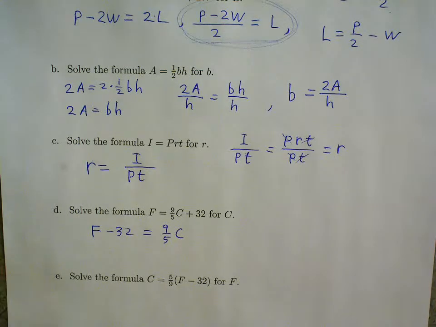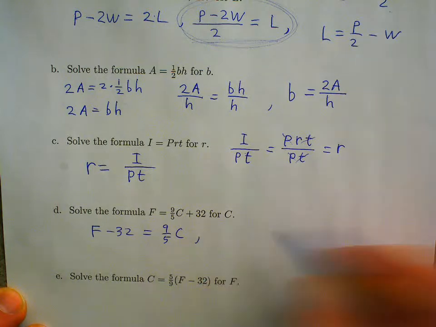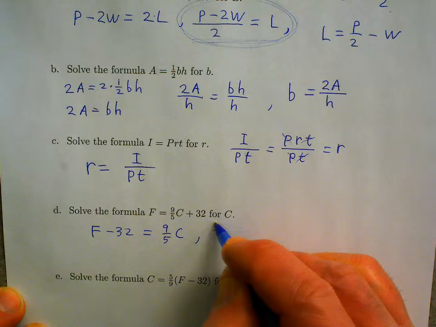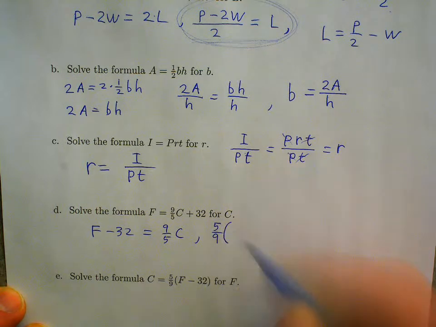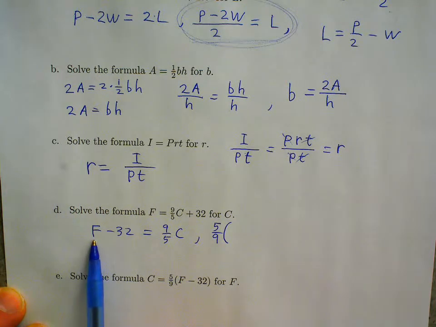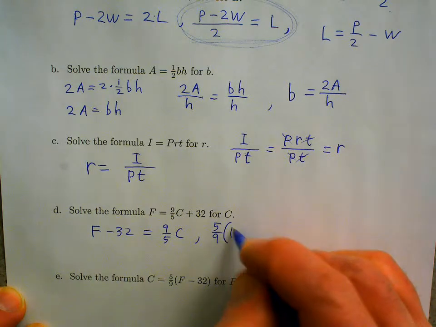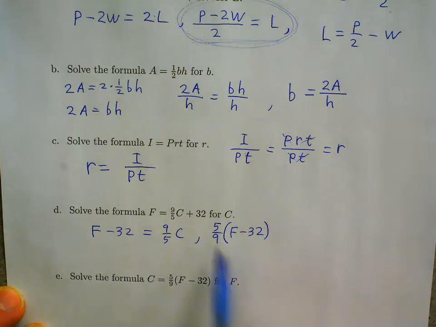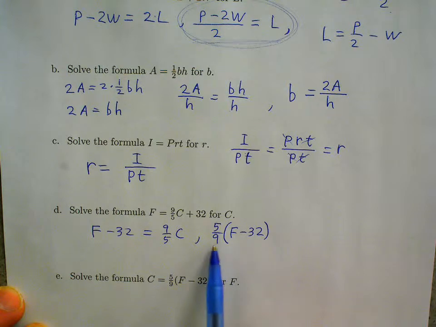And then the next step, yeah, multiply both sides of the equation by the reciprocal of 9/5. The reciprocal of 9 over 5 is 5 over 9. So on the left-hand side, 5 over 9, we should enclose F minus 32 in parentheses so that we make sure that we multiply the entire quantity F minus 32 by 5/9.